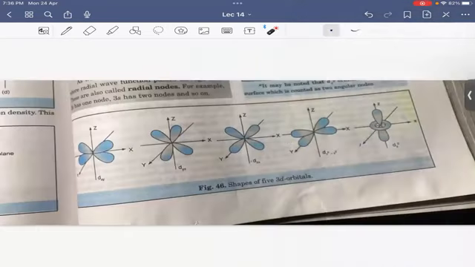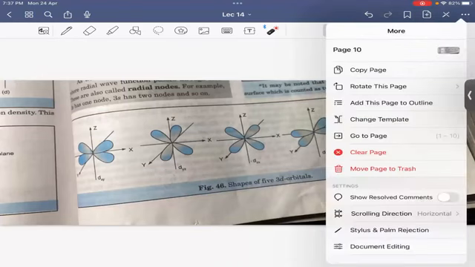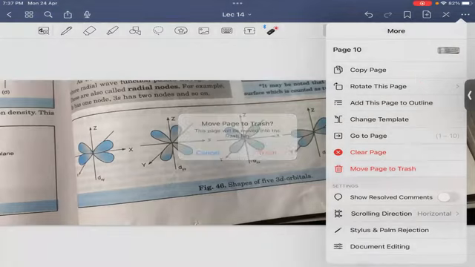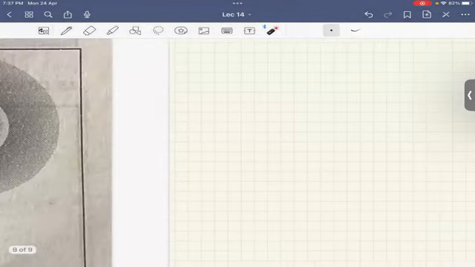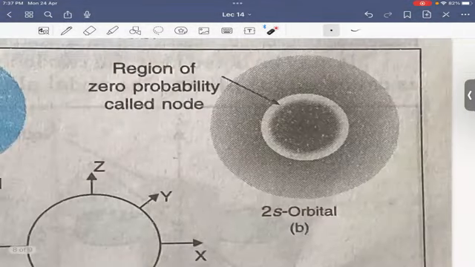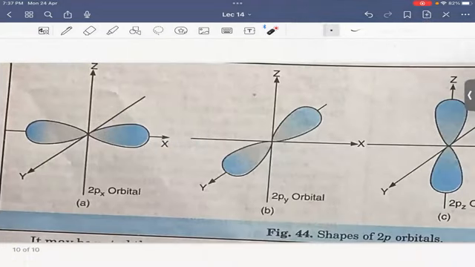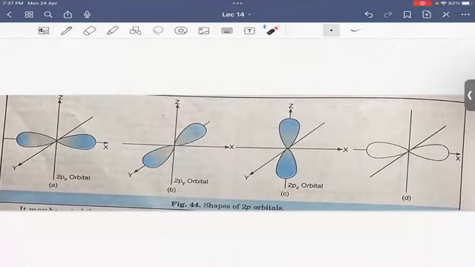No, this is not the page, right? So we are going to find the image, right? So this is the figure. This is the 2px orbital, 2py orbital, and 2pz orbital, right?